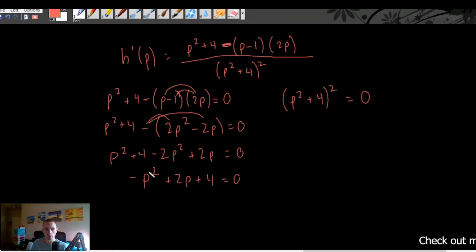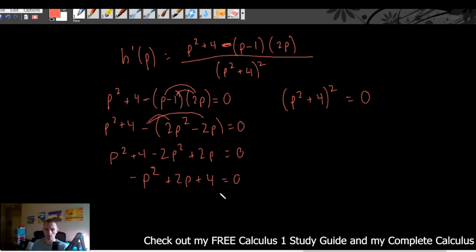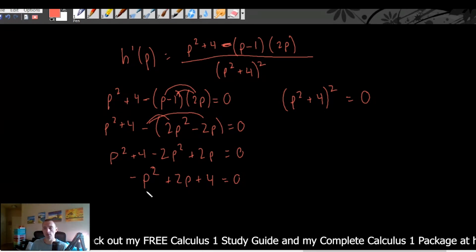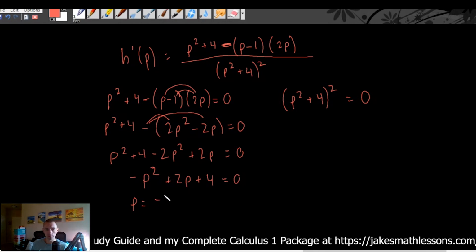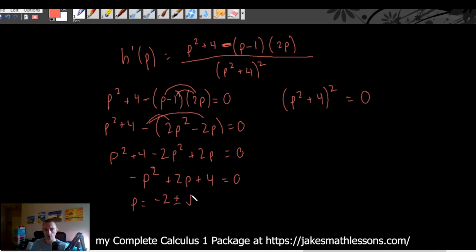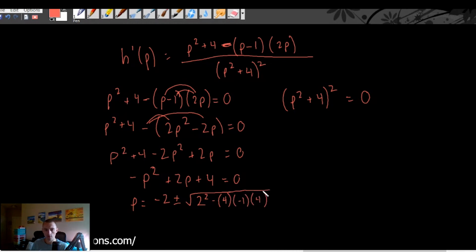And then we would want to see if we can factor this out, which I don't think we're going to be able to. It's not going to factor nicely in this case. So what we can do is use the quadratic equation. So p is going to equal the opposite of lowercase b plus or minus the square root of b squared minus 4ac, all over 2a. In this case, a is negative 1.